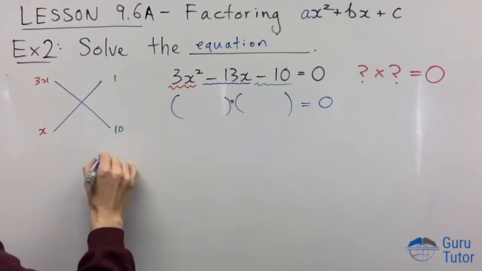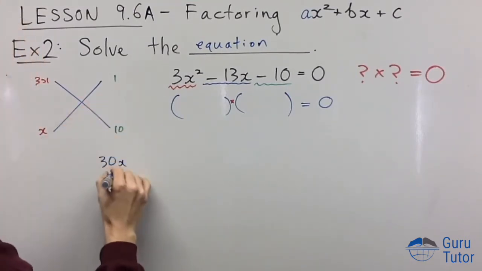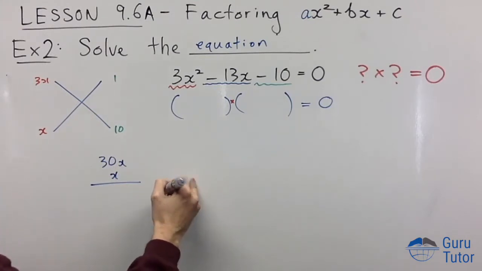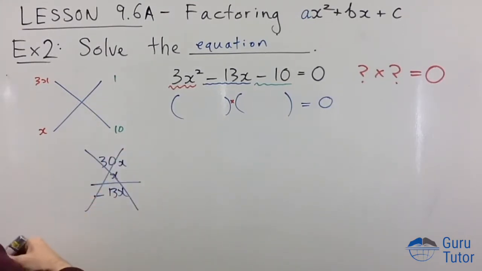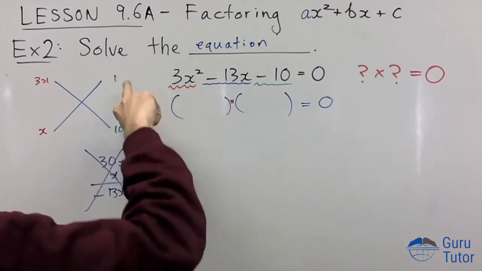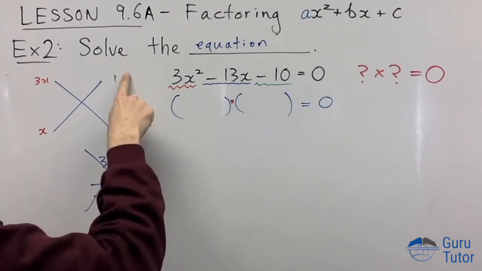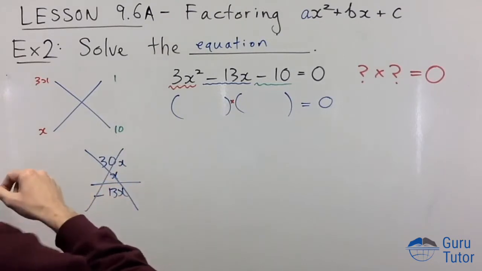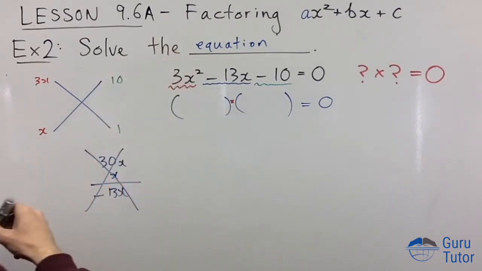So let's try it. 3x times 10, 30x. Obviously this is not going to work. Okay, 1 times x is x. So after a while you'll start seeing that some combinations can't work without actually going through the process of doing it. Minus 13x, no way, Jose, that's not going to happen. And if I switch that, I'm going to get, can you actually do it in your head? I'm going to get 10 here and 1 here. So I'm going to get 10x and 3x. Well, that might be it. That is worth doing. So let's put the 10 here and 1.